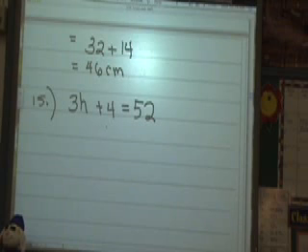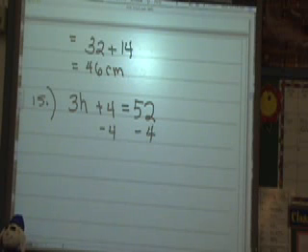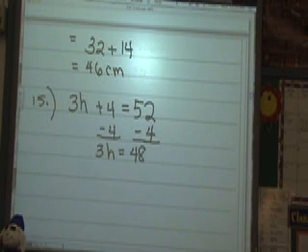Now, stop and think, shake the brain. What do you undo first? 52 divided by 3. No, what do you undo first? If you divide by 3, you're going to have a bunch of fractions. Oh, subtract 4. You always undo addition and subtraction first. It's the opposite order of operations. Now what do you have? 3H equals 48. Now what do we do? Then we divide 48 by 3. And we find out that H, your missing number, is 16.